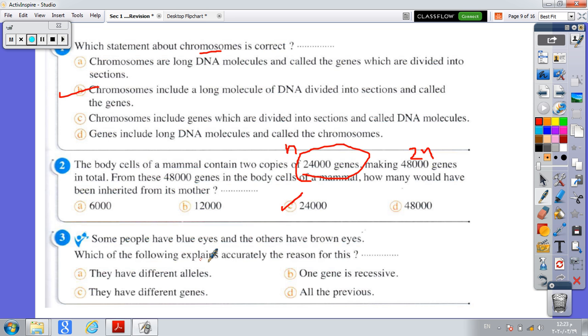Number 3. Some people have blue eyes and others have brown eyes. Which of the following explains accurately the reason for this? Brown eye and blue eye, they have different alleles? Yes. They have different genes? Of course. One gene is recessive? Yes, one gene is recessive and the other is dominant. So we must choose all of the previous. Okay, secondary one.